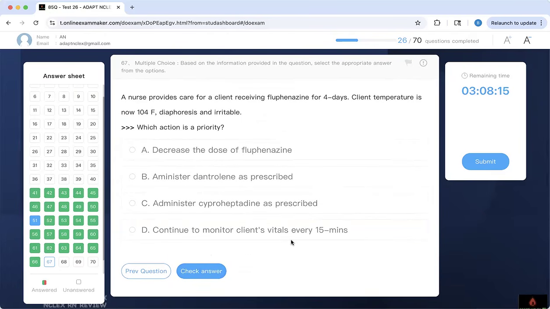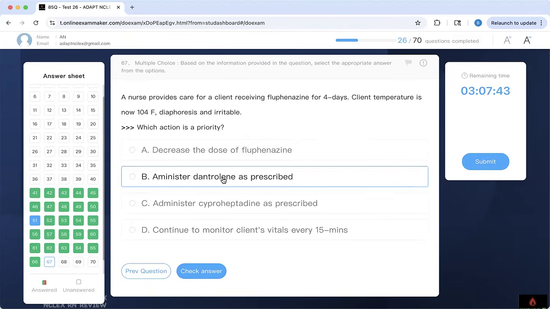Which action is a priority in providing care for a client receiving fluphenazine for 4 days? Client temperature is now 104. Diaphoresis, irritable. What is your priority? Decrease the dose of fluphenazine. Administer dantrolene as prescribed. Administer cyproheptadine as prescribed. Continue to monitor client vitals every 15 minutes. What do you think? Pharmacology, mental health, psych pharmacology.